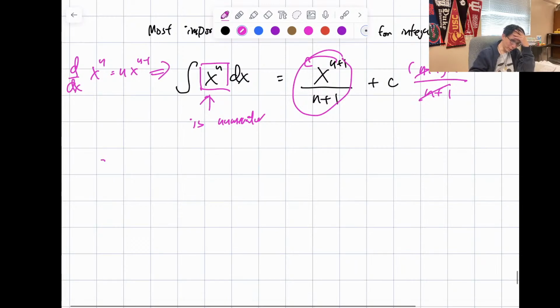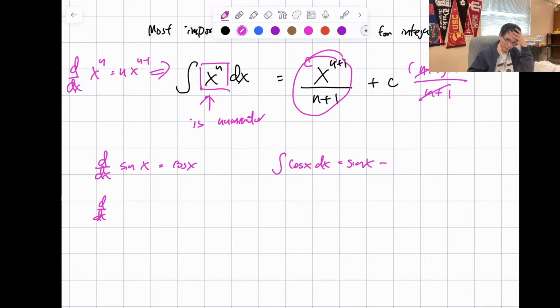Now, let's talk about all the trig derivatives as well. If I take a derivative of sine of x, it equals cosine of x. If I take the integration of cosine of x, it is equal to sine of x. That's the first one. If I take a derivative of cosine of x, it equals negative sine of x, and if you integrate sine of x, what is it? Yep, because you can take a derivative of negative cosine of x, and it's going to give you sine of x.